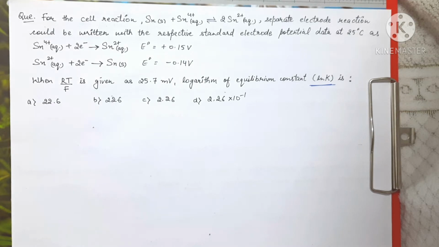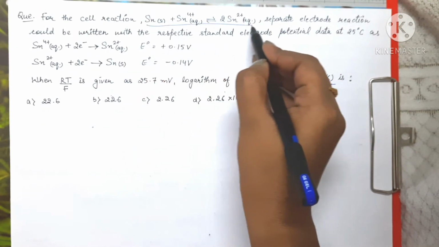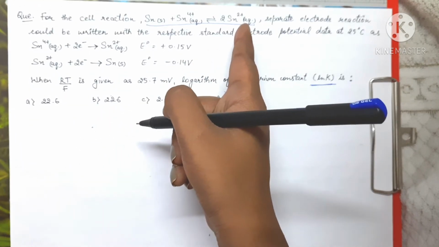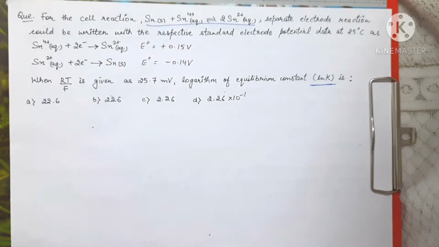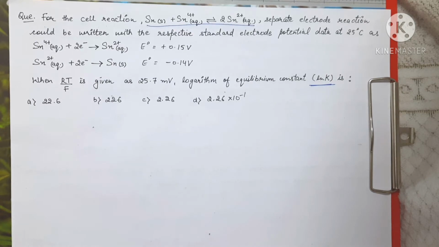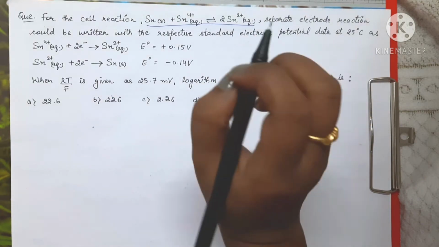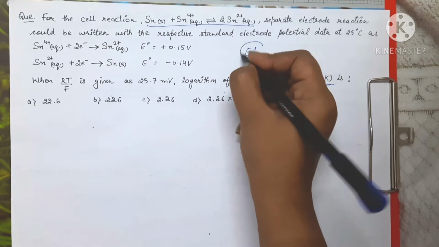So first of all, what you are going to see is that the reaction which is given to us, this one, is a full cell reaction. How do I know that? Because in this reaction electrons are not appearing. That is why I'm saying it is a full cell reaction. So with this, what you can understand is that we have to go via E naught.